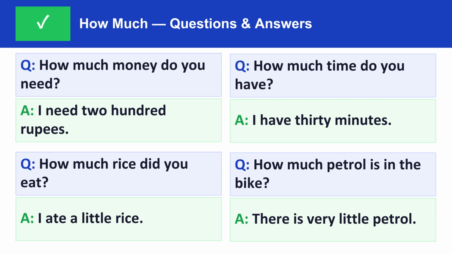Question: how much time do you have? Answer: I have 30 minutes. Question: how much petrol is in the bike? Answer: there is very little petrol.